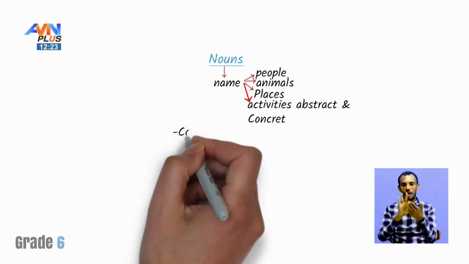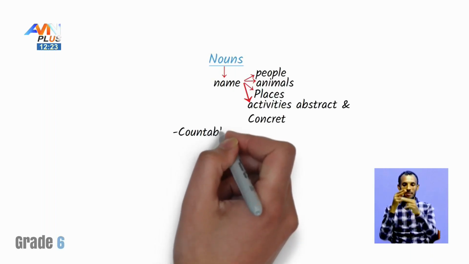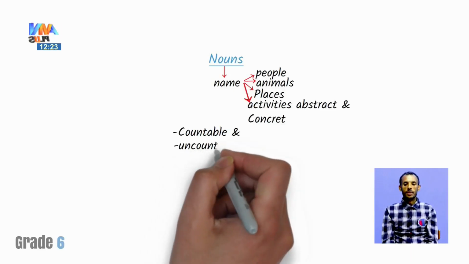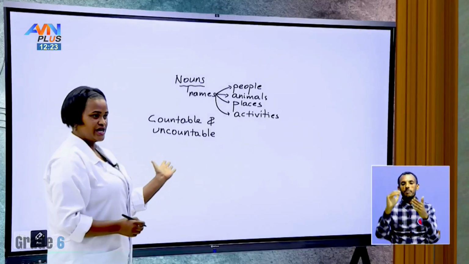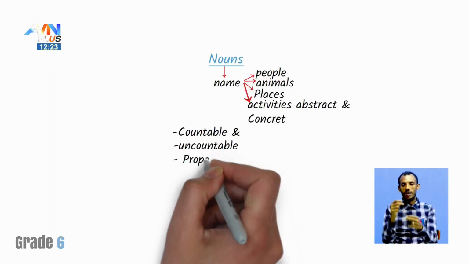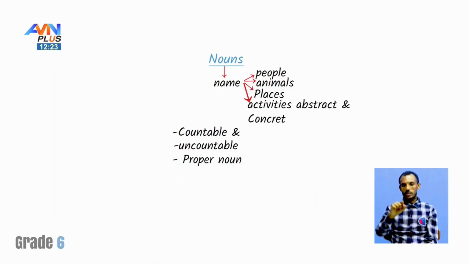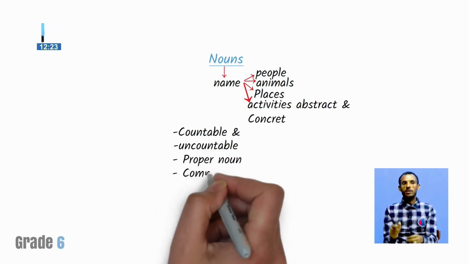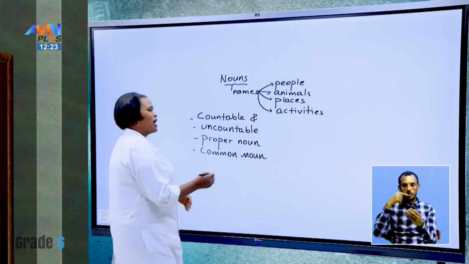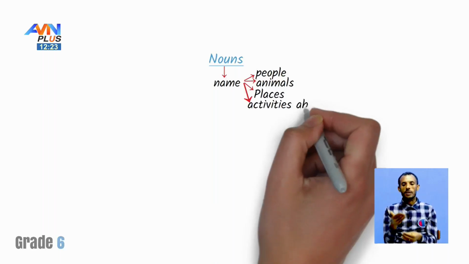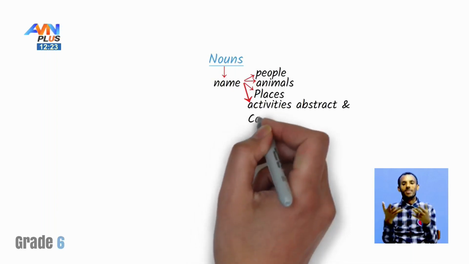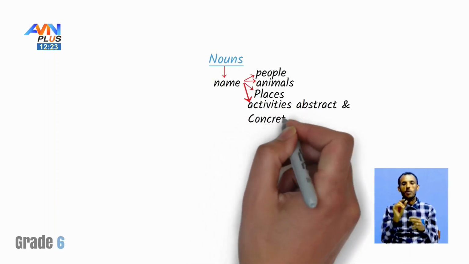Good. Countable and uncountable. Right? And then we try to see some names under these categories. We also say the proper noun and common noun. What else? We also talk about the abstract and concrete nouns.